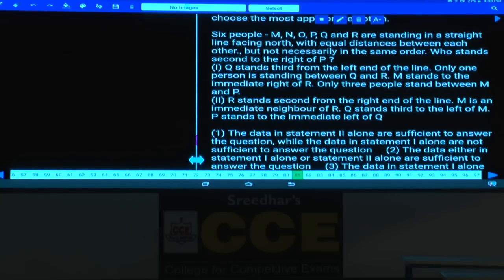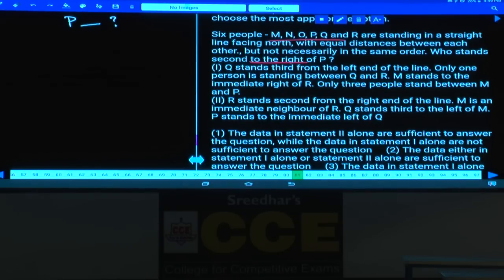Then question number 81. 6 people M, N, O, P, Q and R are standing in a straight line facing north, with equal distance between each other but not necessarily in the same order. Then the question is about who sits second to the right of P. Now the question is about who is seated second to the right of P, isn't it?